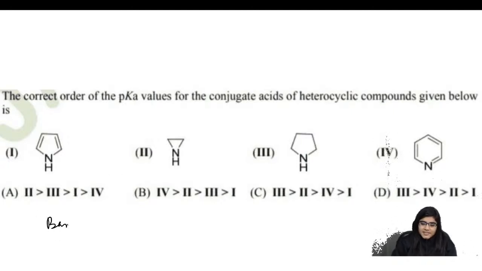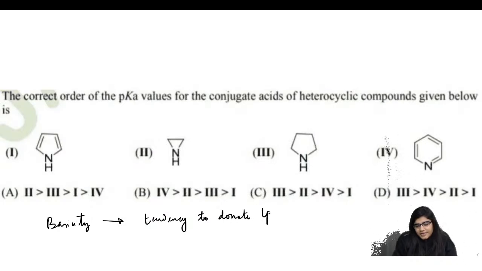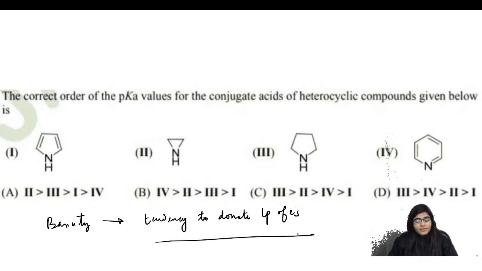So what is basicity, guys? Basicity is nothing but the tendency to donate a lone pair of electrons. And how am I going to test the tendency to donate a lone pair of electrons? Just by looking at the hybridization of the lone pair, how easily it can give its lone pair. This is how I am going to write down the correct order of basicity.